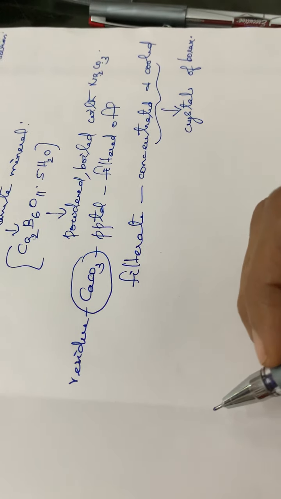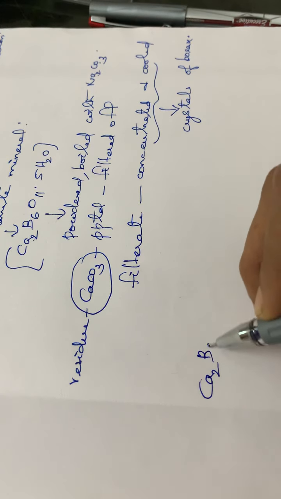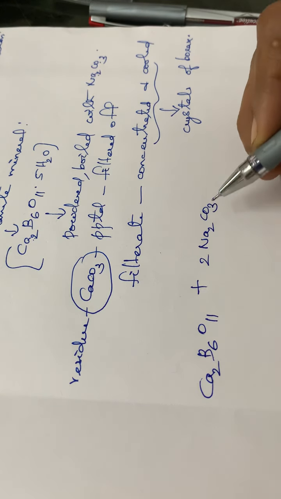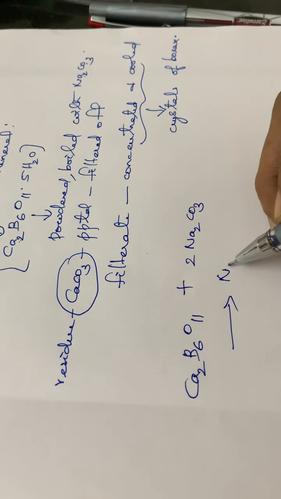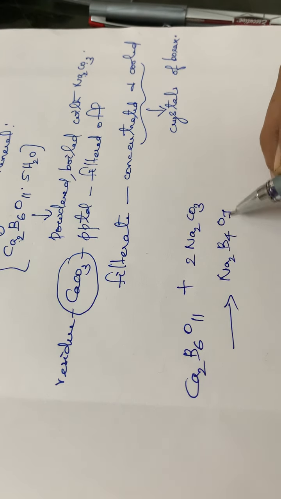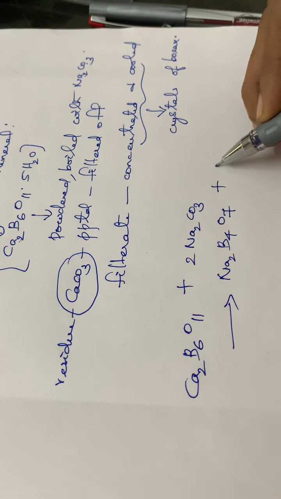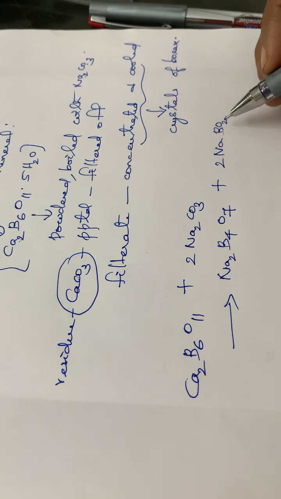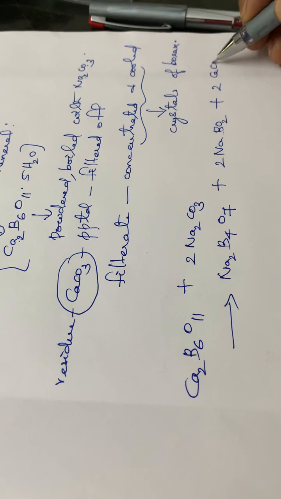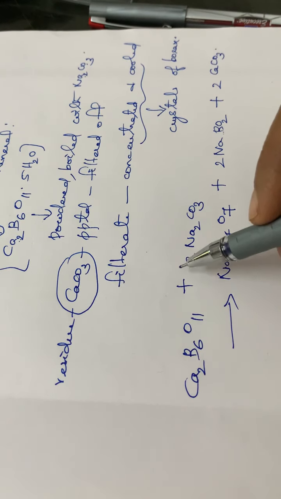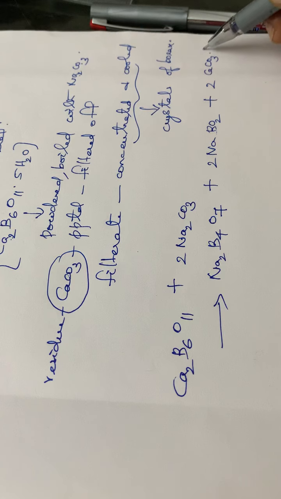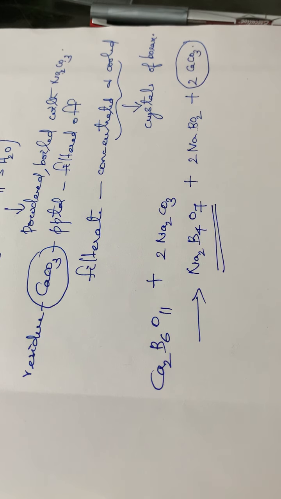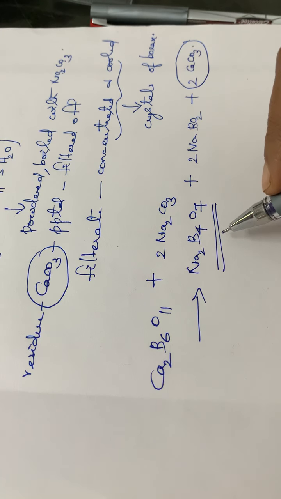Now the equation: Ca2B6O11 plus 2 molecules of sodium carbonate, Na2CO3, gives the product Na2B4O7, that is the borax, plus 2 NaBO2, sodium metaborate, plus 2 molecules of calcium carbonate. So reacting with sodium carbonate, we get a precipitate of calcium carbonate, which is removed by filtration. The remaining solution contains borax, and the borax crystals are separated.